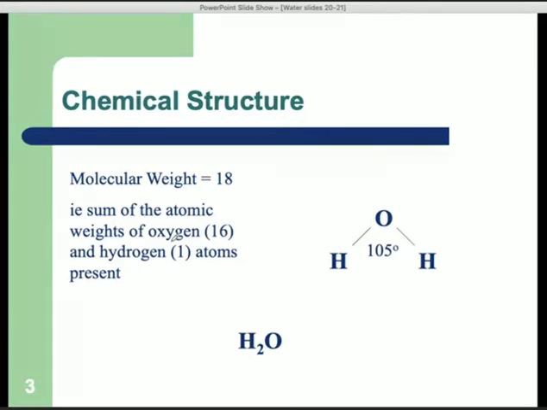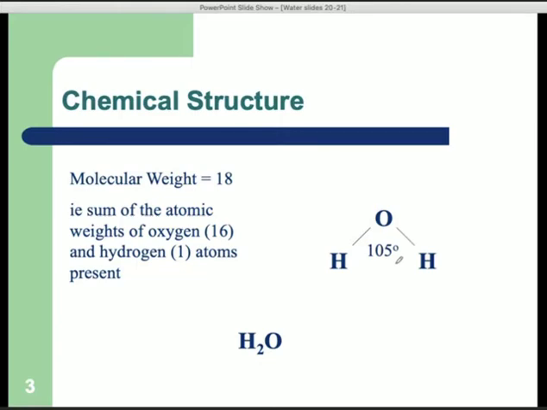Chemical structure. Like I said, I don't want to do too much of this, but molecular weight 18, you've got the heavy oxygen in the middle, and then you have two hydrogens sitting on the side. And what you get is this strange three-dimensional structure of the water molecule in space. So you have the oxygen at the center, and then you have the two hydrogens at the side.